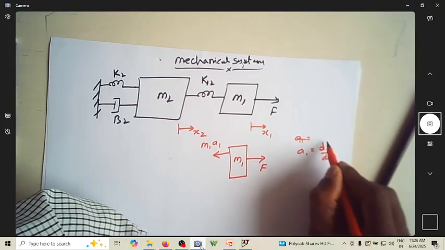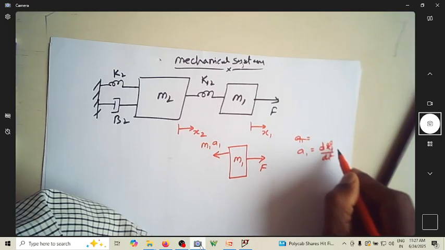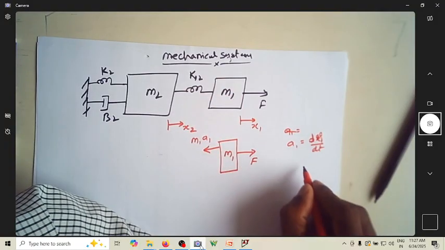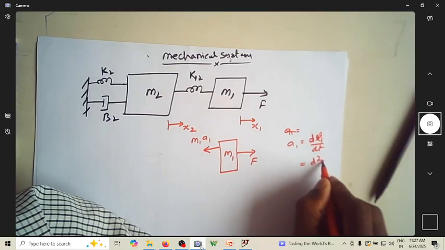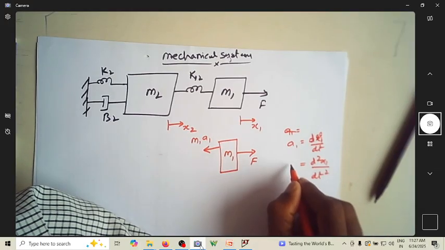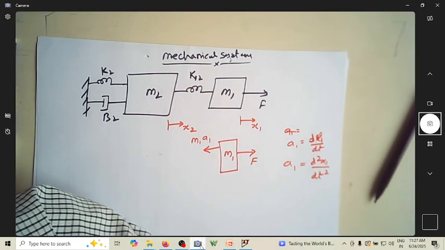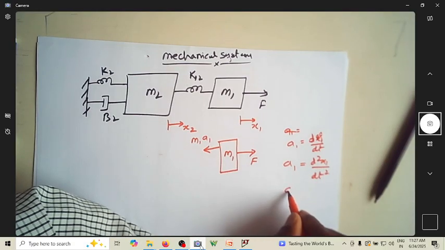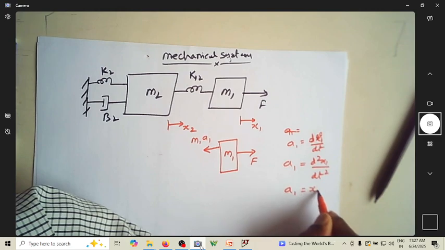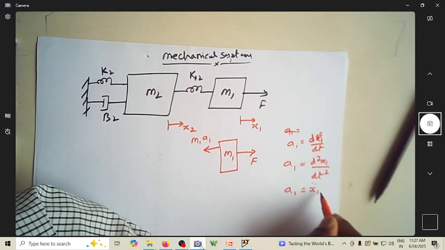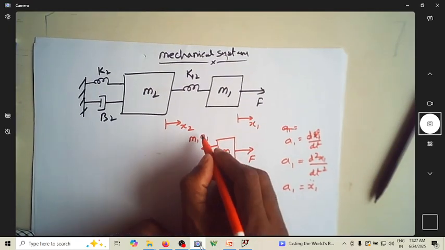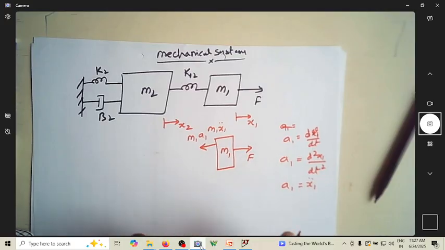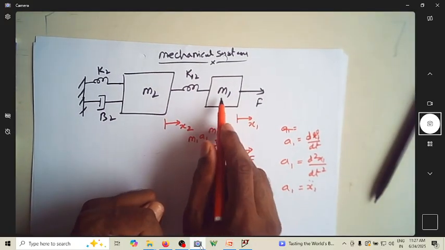Let me say it as dv1 by dt, where v1 is the velocity, and this can be further written as d square x1 by dt square, because we know that velocity is the rate of change of displacement. So ultimately I can write a1 as x1 double dot. So this I can write as m1 x1 double dot, where double dot indicates the double derivative, and this is one of the opposing forces.